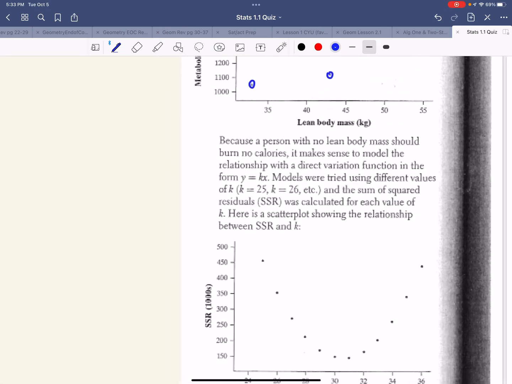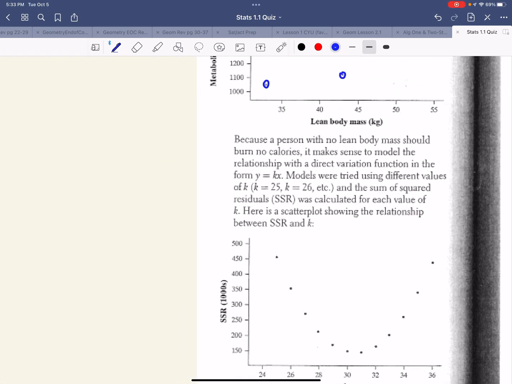Because a person with no lean body mass should burn no calories, it makes sense to model the relationship with a direct variation function in the form y equals kx. Models were tried using different values of k, and the sum of the squares was calculated for each value of k. Here is a scatter plot showing the relationship.